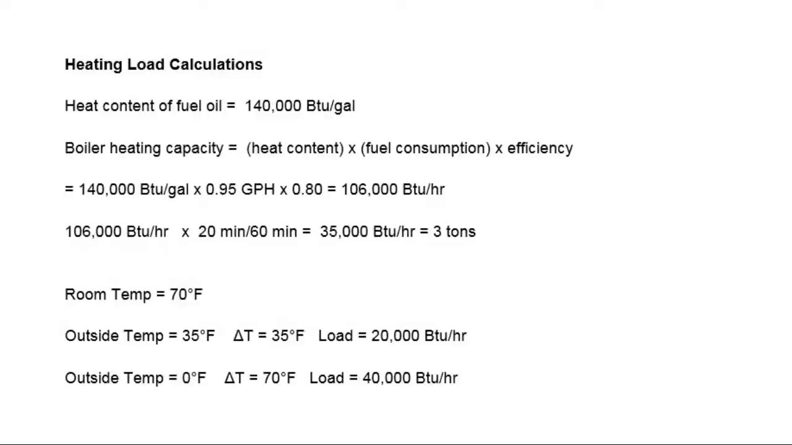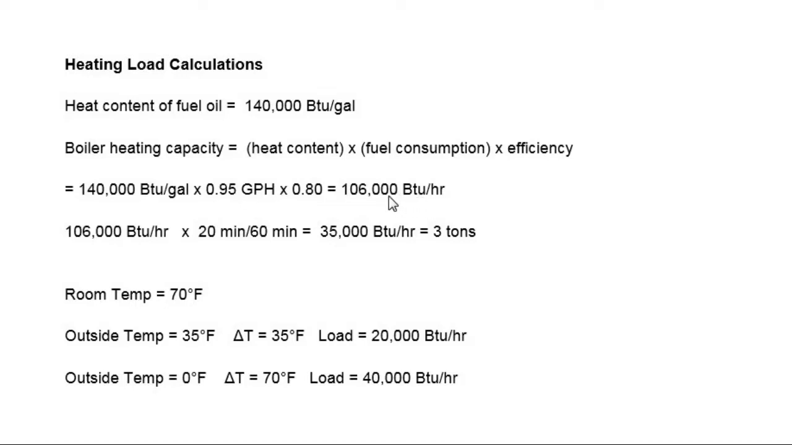You need to multiply that by the heat content of a gallon of fuel oil, which is about 140,000 BTUs, corrected by the efficiency of the boiler. Most modern boilers are rated at 85%, but that's for a perfectly tuned boiler, so let's say about 80%. In my particular case, I had a 0.95 gallon per hour nozzle, so I should be getting about 106,000 BTUs per hour whenever the burner is running.